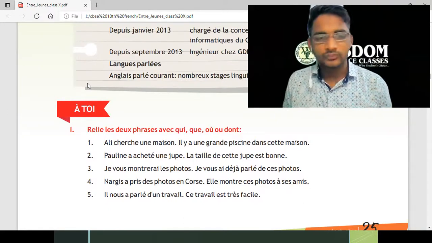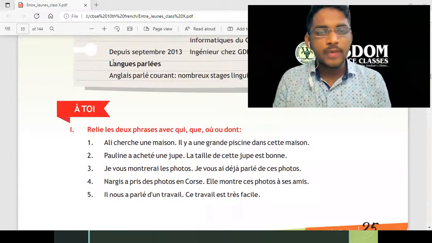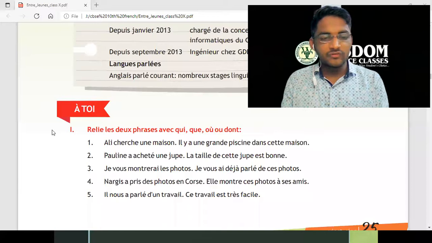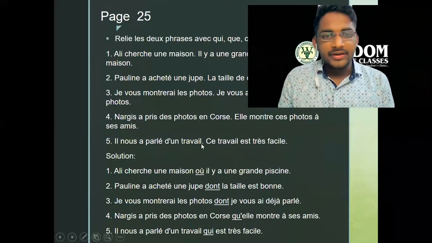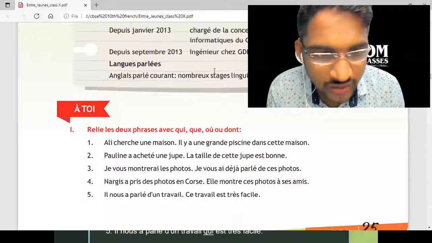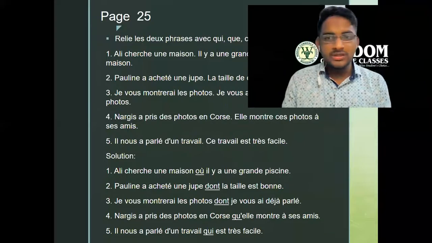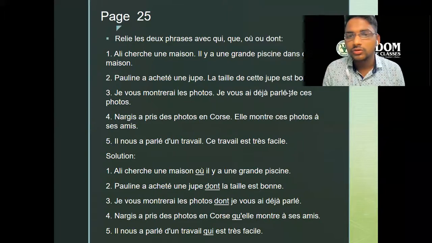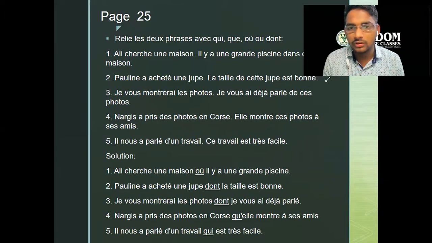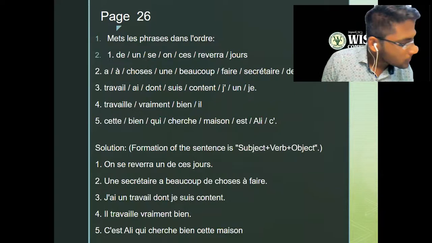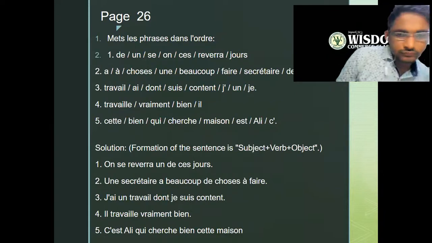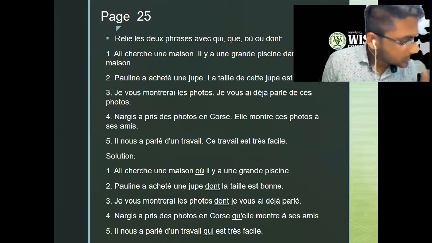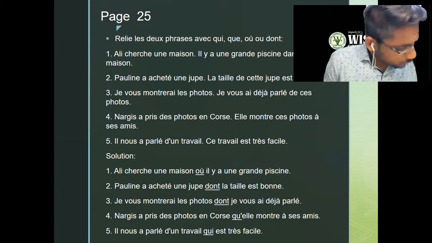Got it? Chalo. So match the 2 columns, with qui, que, où, dont, who, which, that, whom, where, when, whose, of whom, of which. So the first question, what was the first question over there? We are on page number 25 now. Let me just check the page number. We are on page number 25.